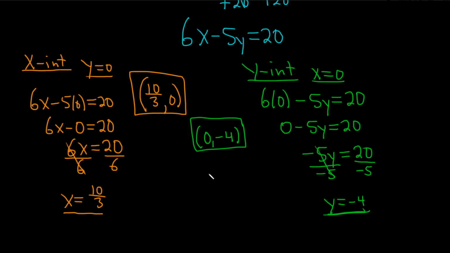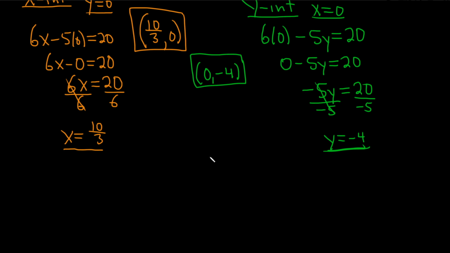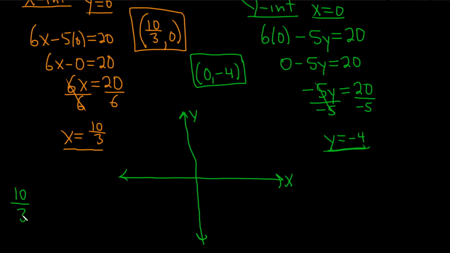Okay, so now we're going to do the graph. So to do the graph, all we have to do is plot these 2 points and then connect the dots and make a line. So here is our x-axis, and here is my crooked y-axis. Not the best straight line. And let's do it. So 10/3, 0. So what is 10/3? Well, 10/3 is bigger than 9/3, which is 3. So it's a little bit bigger than 3. So here's 1, 2, 3, and then here's 4. And so maybe 10/3 is going to be like right here.